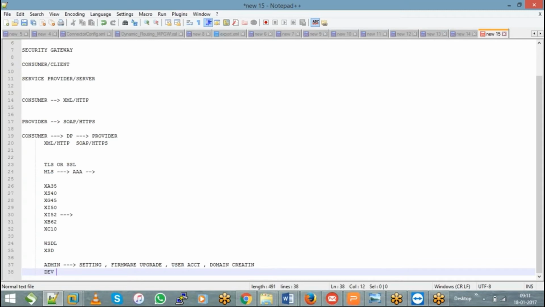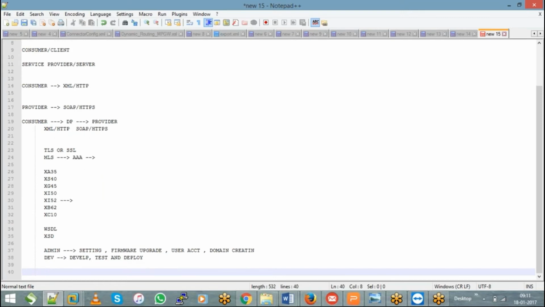As a developer, we create our services, like we develop the services, test the services, and deploy the services into production. Okay. So these will be the two roles where we work in DataPower, as an admin and as a developer.